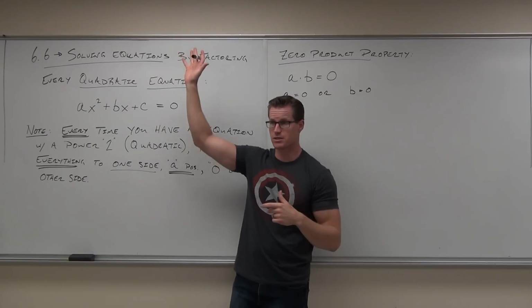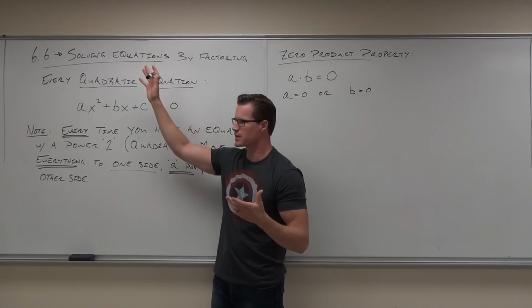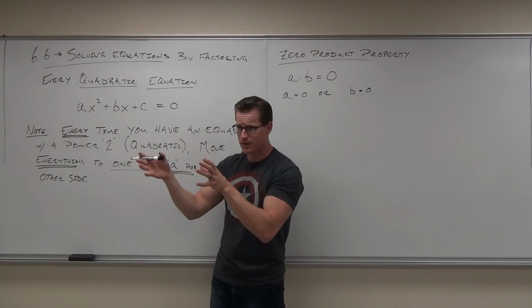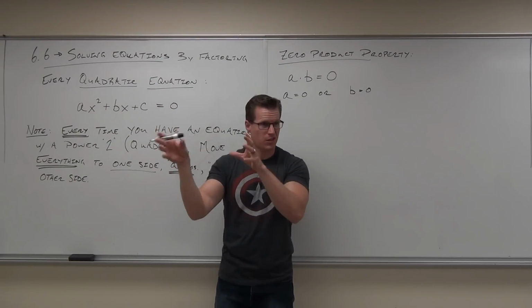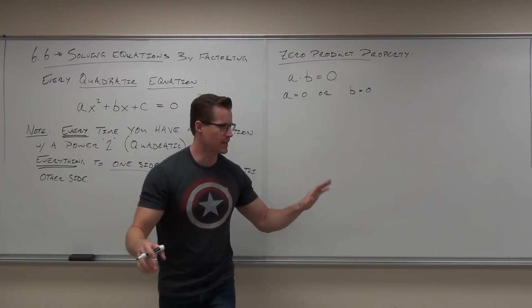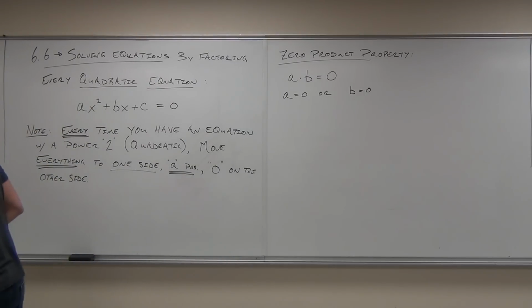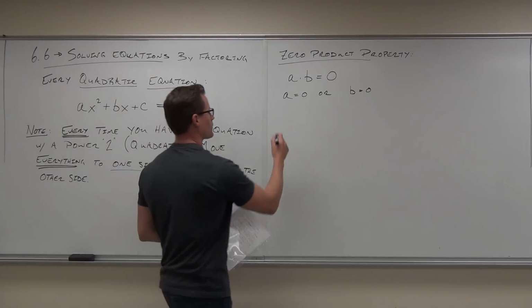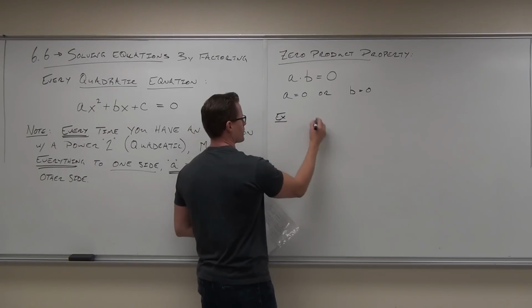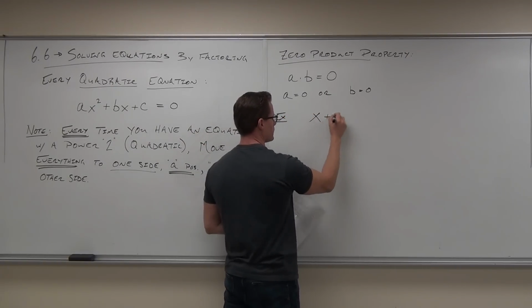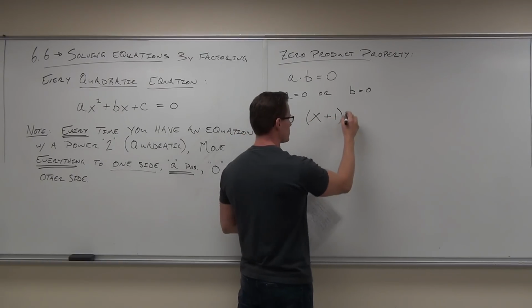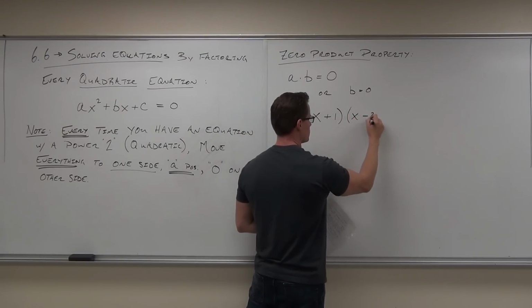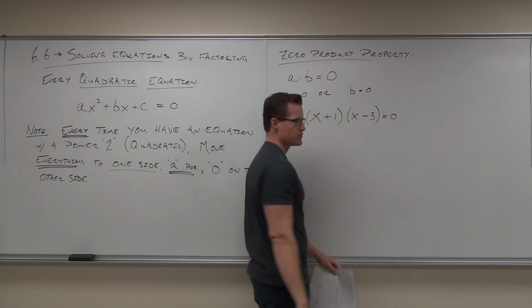Show of hands if you understand the concept of zero product. It's pretty intuitive, right? It says, hey, if you're multiplying stuff and it gives you 0, at least one of the things you're multiplying is 0. That's the idea. Now, here's how we use it.